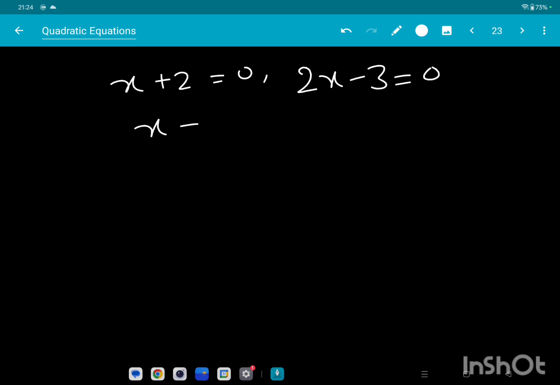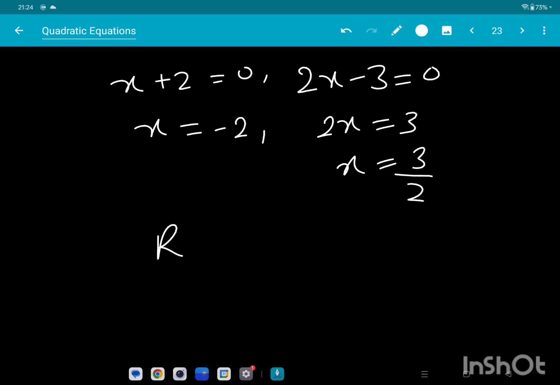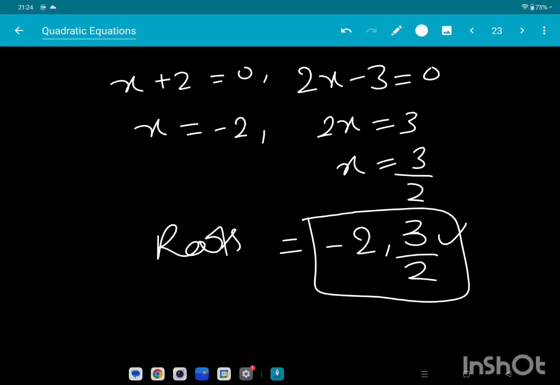Now find the x value. X is equal to minus 2 and 2x is equal to 3, so the x value will become 3 by 2. So the roots of this quadratic equation are minus 2 comma 3 by 2. This is the way we find the roots. Now move on to the next question.